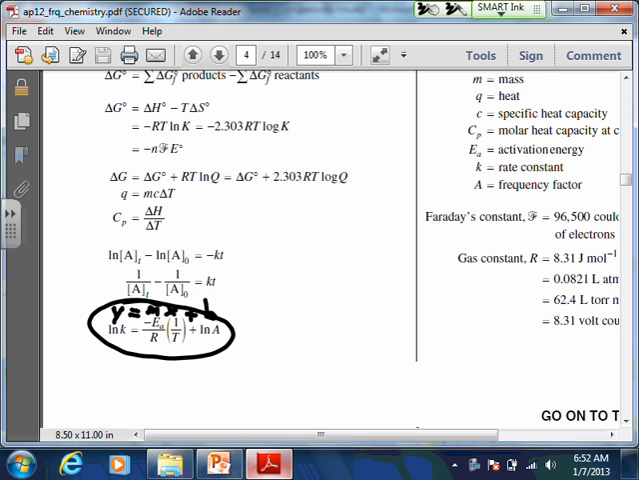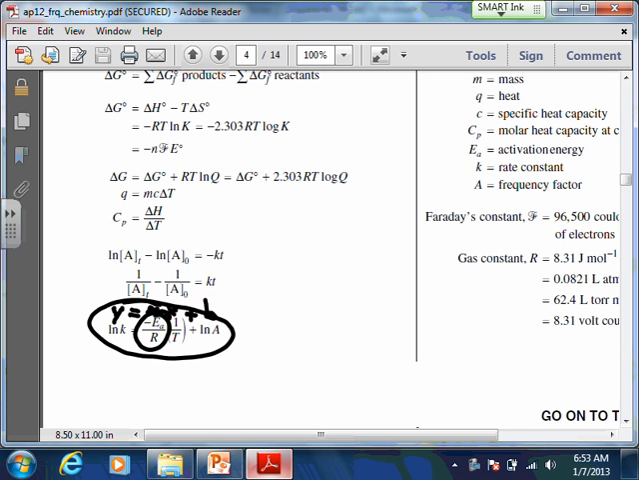So if you graph the natural log of k versus 1 over the temperature, then your slope is going to be the negative of the activation energy over R, and R is just a constant, okay? And then you get the natural log of A as your y-intercept, okay? So that's useful because you can actually graphically determine the activation energy of a reaction, okay?